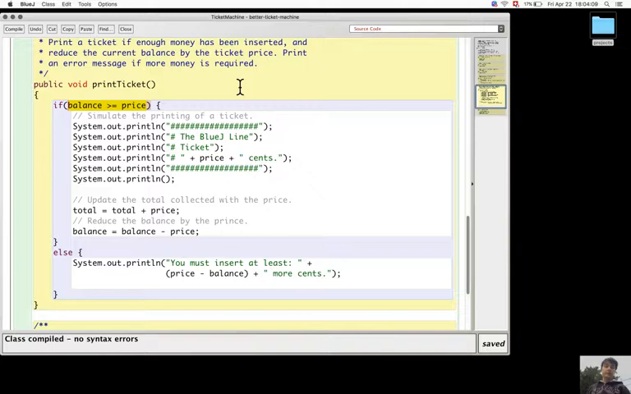Otherwise, there is an error message, which is a println method with a parameter consisting of two string literals and a numerical value, which is the subtraction of balance from price.